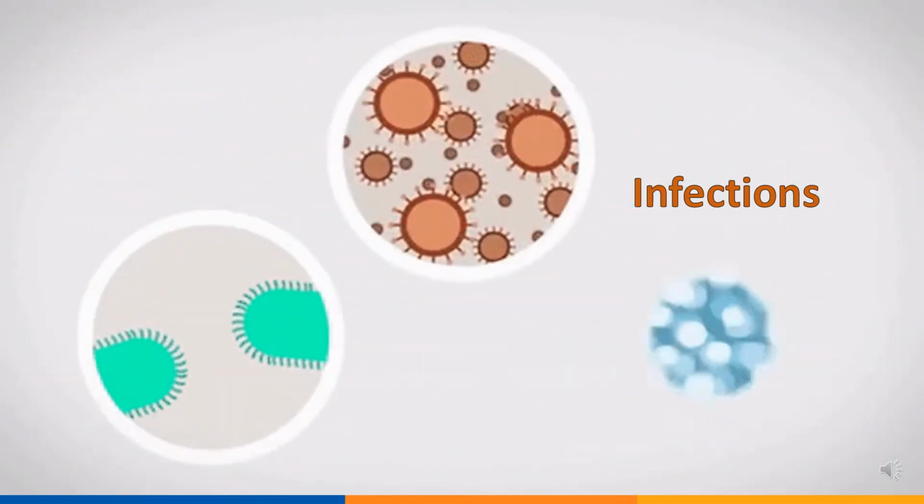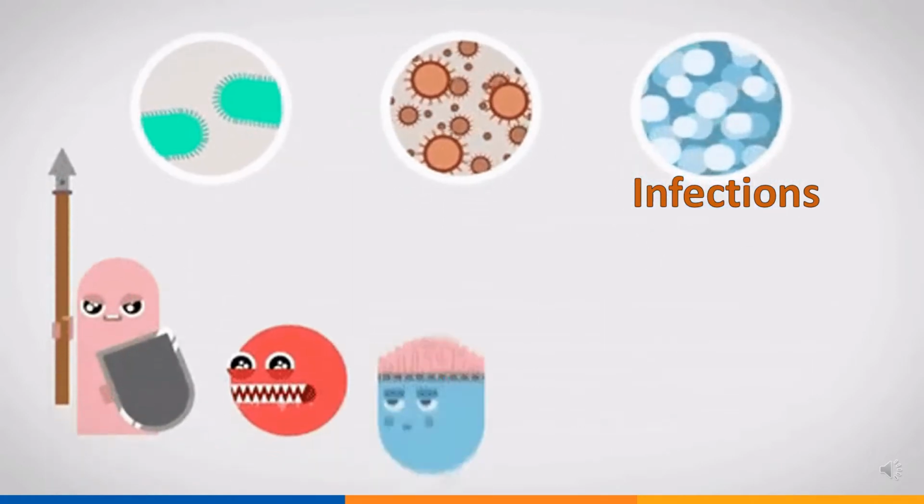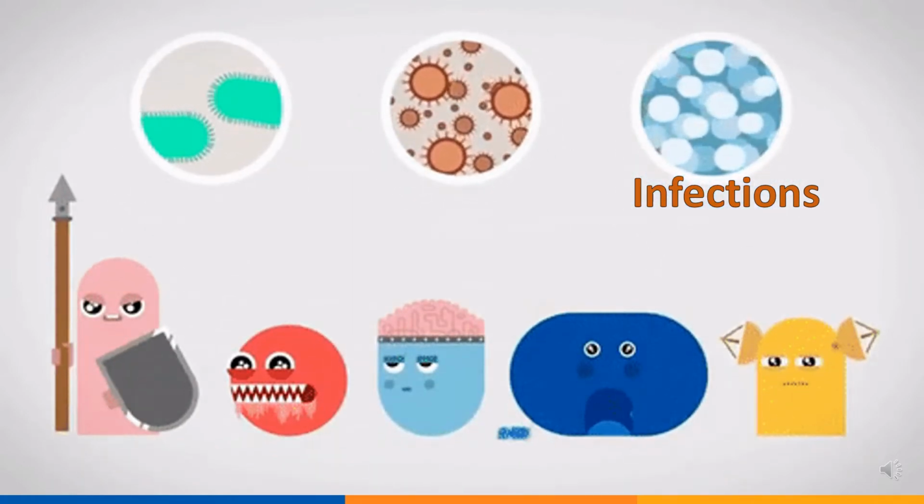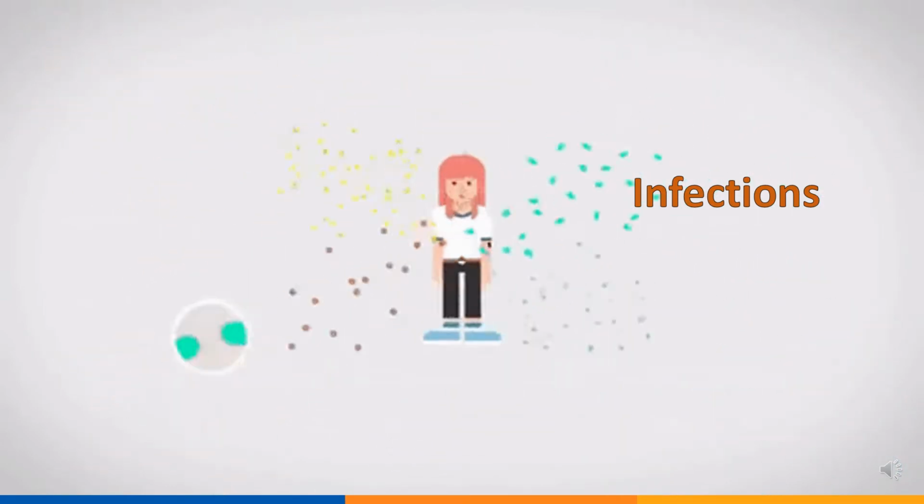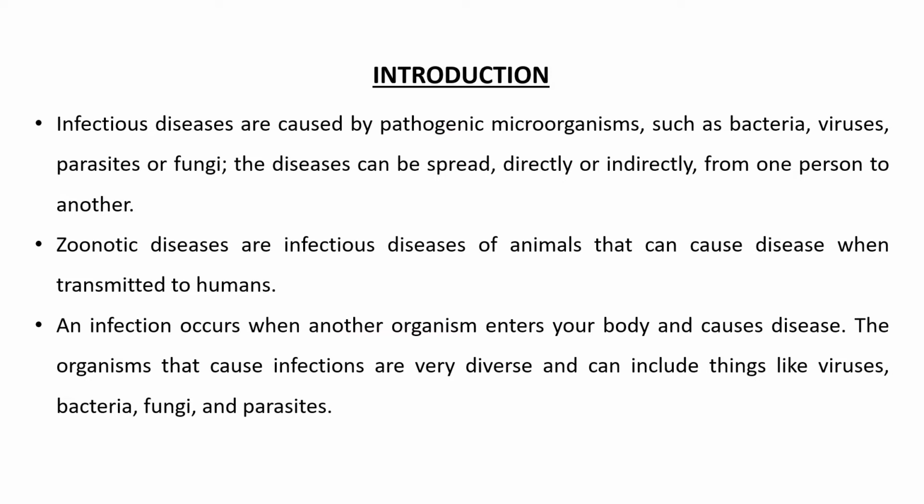Hello, everybody. In this lecture, we'll be talking about different types of infections and how they are caused. Infectious diseases are caused by pathogenic microorganisms such as bacteria, viruses, parasites, or fungi. And these diseases can be spread directly or indirectly from one person to another.